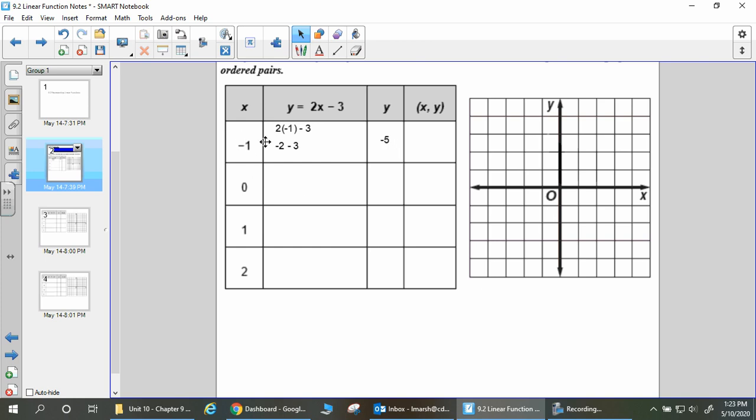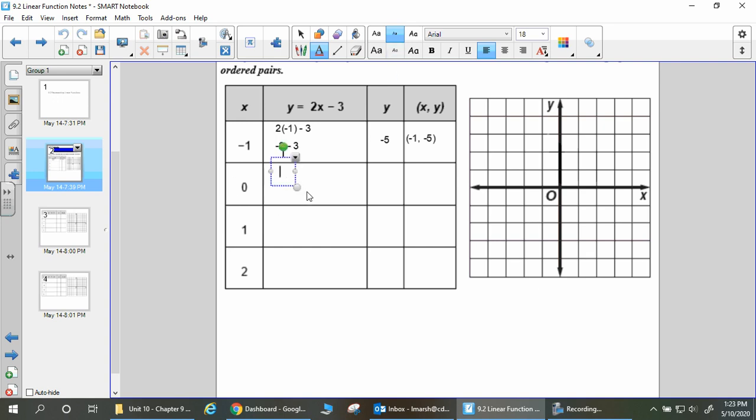And so we take our x value and our y value, and in this last column, our x value was -1, our y value was -5. That's my ordered pair. And so the idea is you're just going to repeat this process, but in every row, your value for x changes. So for example, here I have 2 times 0 minus 3. So 2 times 0 is 0. 0 minus 3 is -3. And so that gives me an ordered pair of 0, -3.